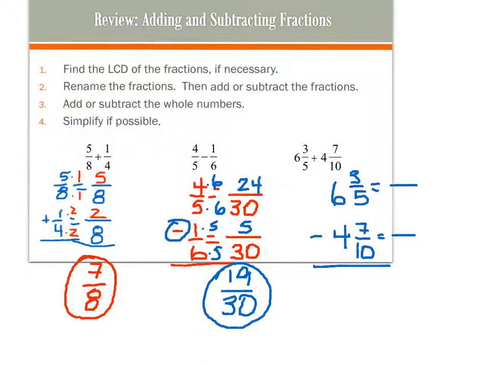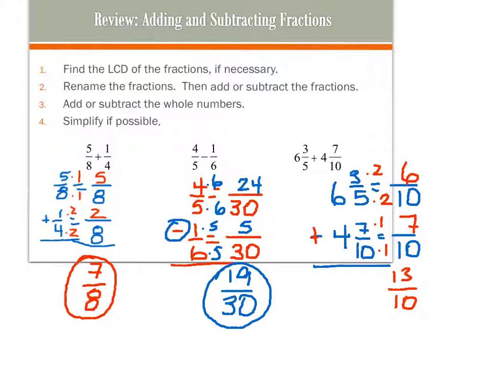The final problem we have is 6 3/5 plus 4 7/10. Looking at the denominators, I know that the least common denominator will be 10, looking at the numbers 5 and 10. So then I will rewrite my numerators. 10 times 1 is 10, so 7 times 1 is 7. 5 times 2 is 10, so 3 times 2 is 6. I'll add the numerators together. 6 plus 7 is 13. And then I keep the same denominator of 10. Oh, I have to subtract here.